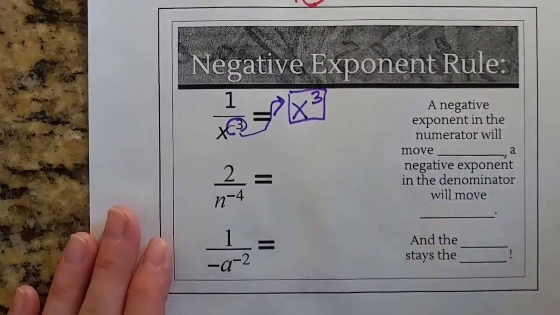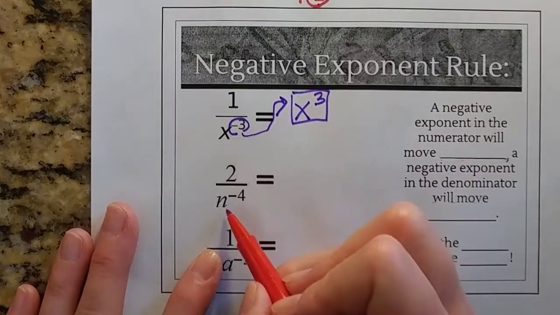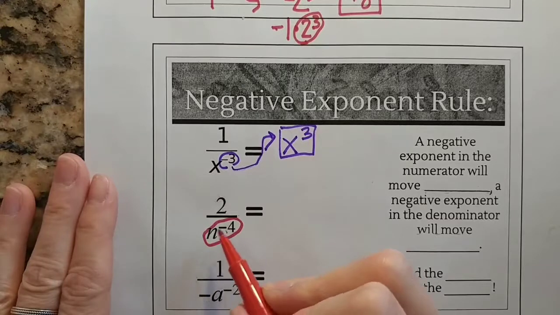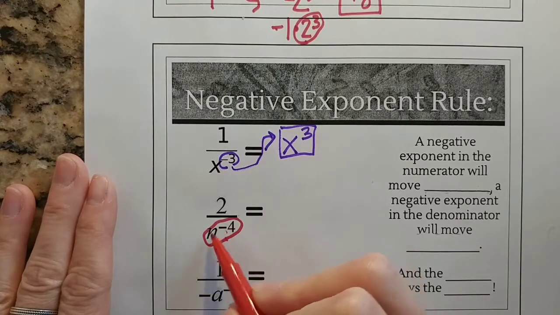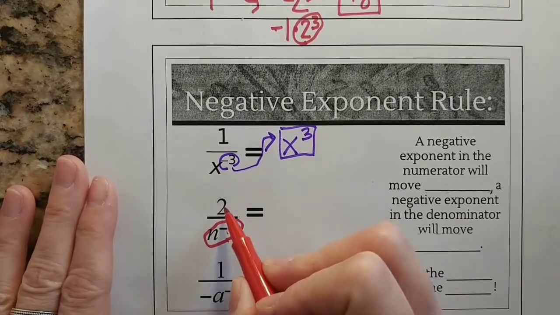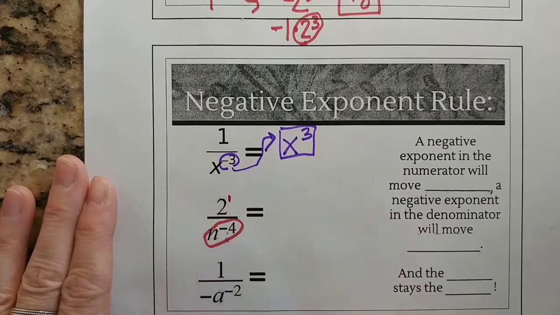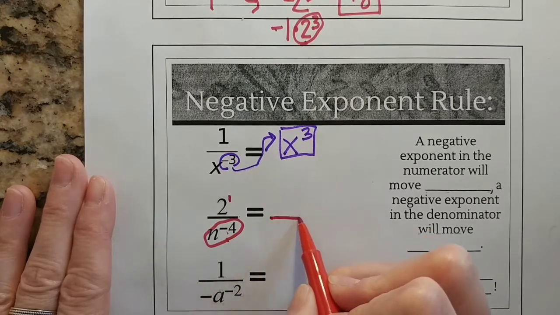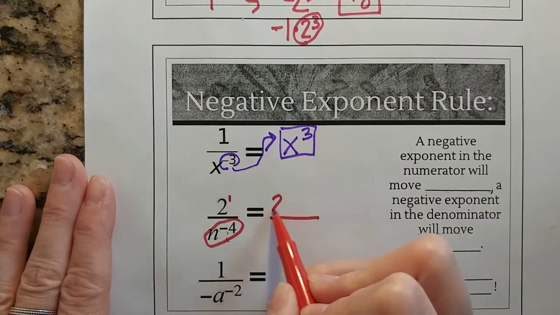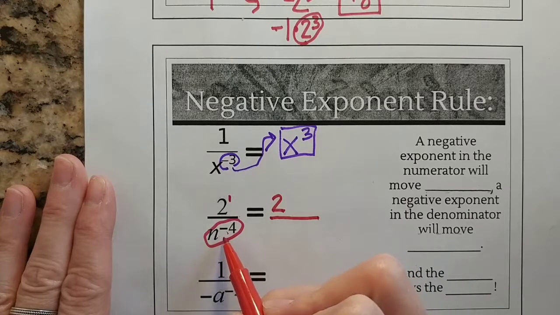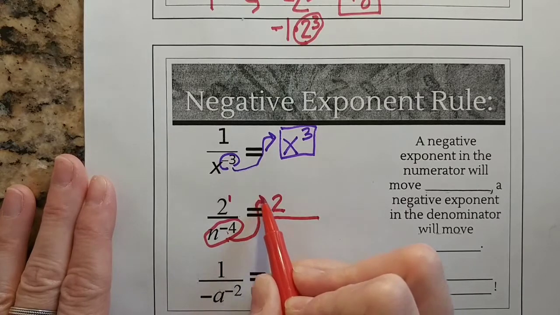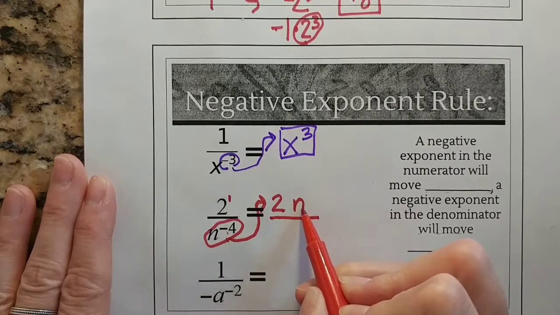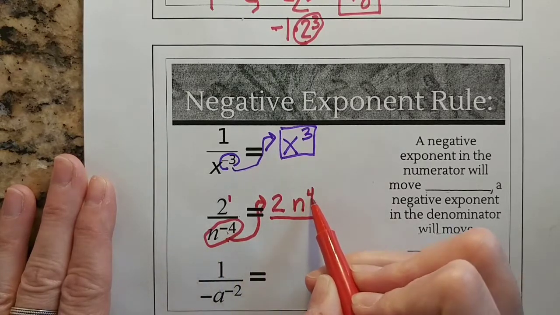All right, let's take a look at this next one. Here I have 2 over n to the negative fourth. So because n to the negative fourth is the negative exponent, this one's going to have to move. Now 2 has a positive exponent of 1. It gets to stay where it is. So if I were to rewrite this, in the numerator, the 2 gets to stay where it is. But the n to the negative fourth is going to have to go upstairs to join the 2. So I write it up here. The base stays the same, but the negative 4 exponent will become positive.